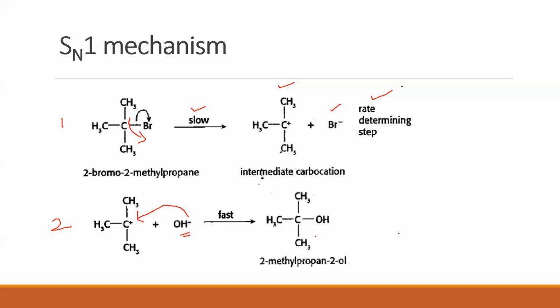Clear? Fine. So this is the second step. I can call the second step the attack of the nucleophile to form the product. So the SN1 mechanism, unlike SN2, involves two steps. Which are the two steps?